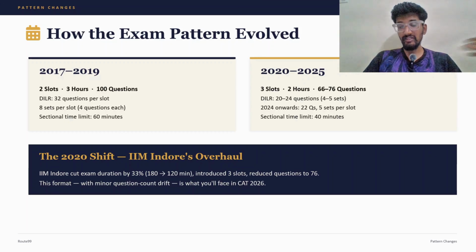You need to understand why this is important. Because the same IIM Indore is expected to conduct CAT 2026. And history tells us that Indore loves innovation. Whenever Indore takes charge, surprises happen. So the overall structure remains similar, but don't be shocked if CAT 2026 introduces a new tweak.